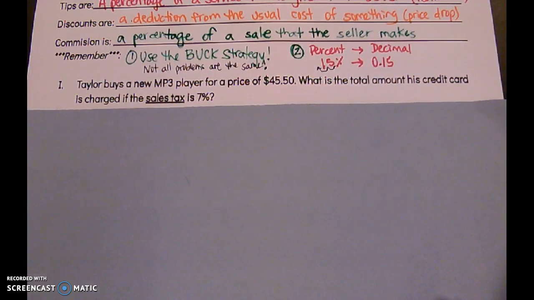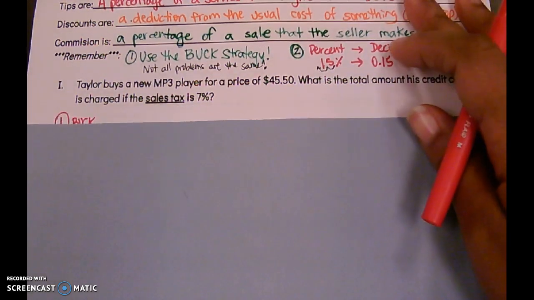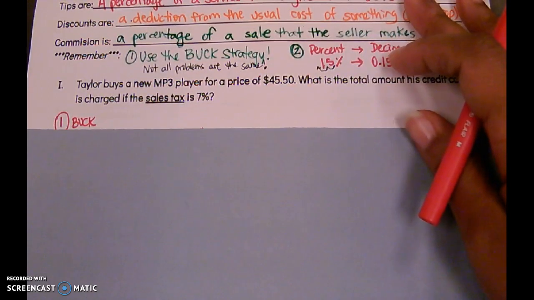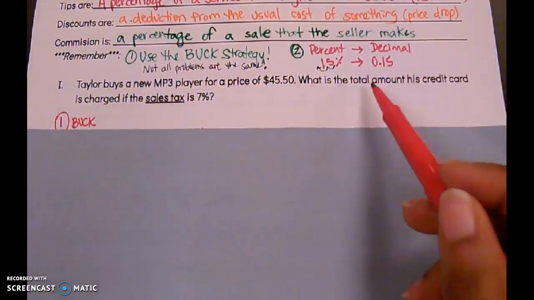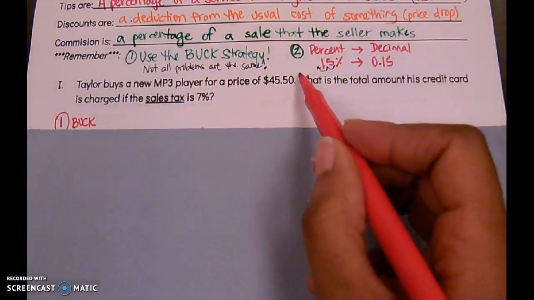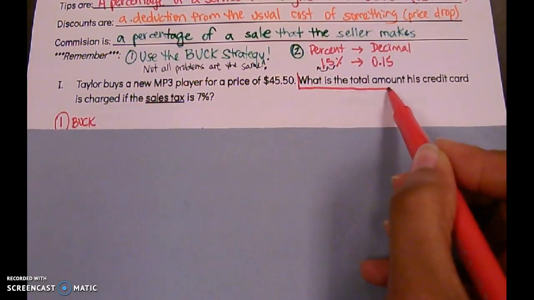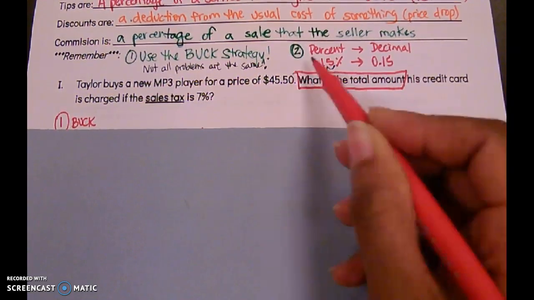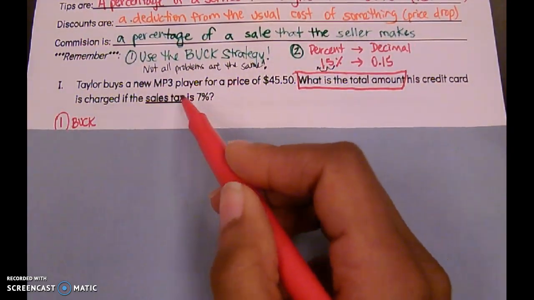Problem number 1 says, Taylor buys a new MP3 player for the price of $45.50. What is the total amount his credit card is charged if the sales tax is 7%? So the first thing we're going to do is employ our buck strategy. Okay? So I'm going to read my question. I'm going to box the question. The question asks me what is the total amount if he's charged a 7% sales tax.